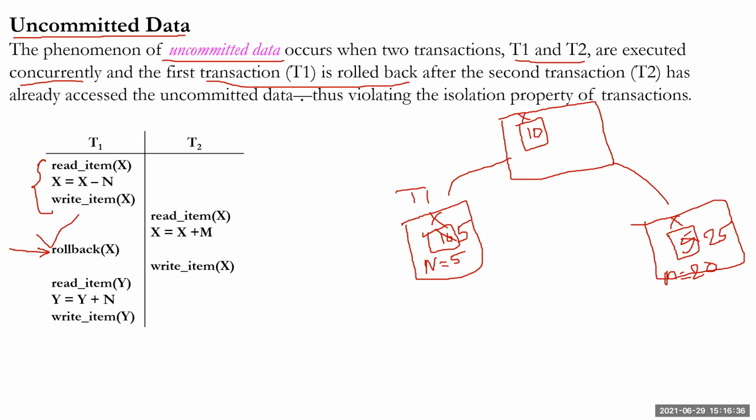Uncommitted data. Because of uncommitted data, this will always violate the isolation property of the ACID properties. So this is what it is about uncommitted data. Then, because of these, what kind of problems can there be? Are there still more problems? Yes, still more.